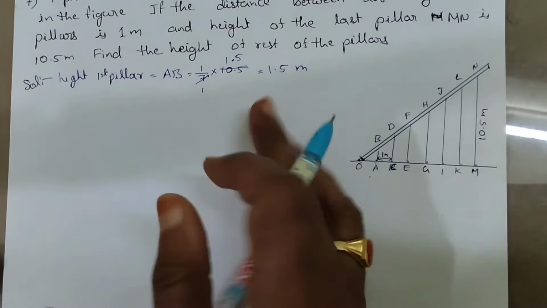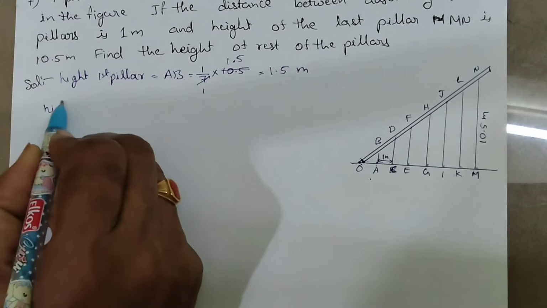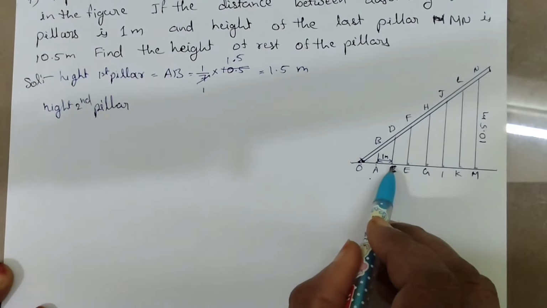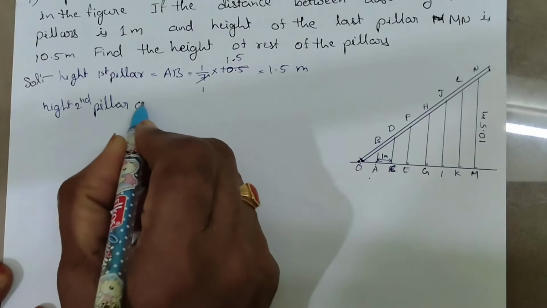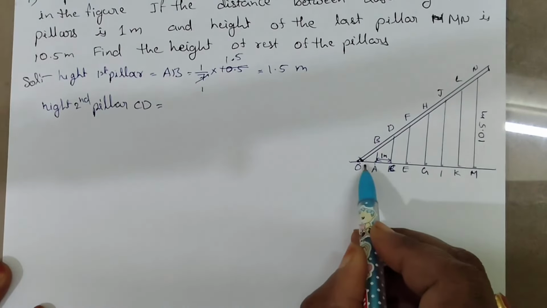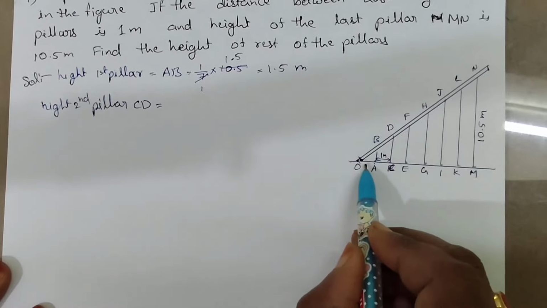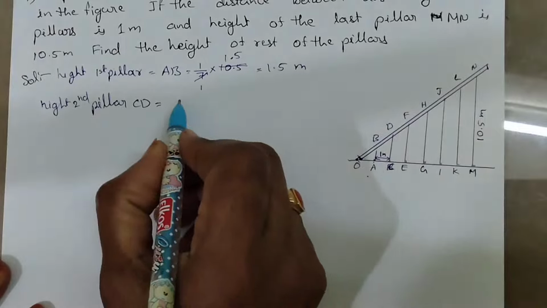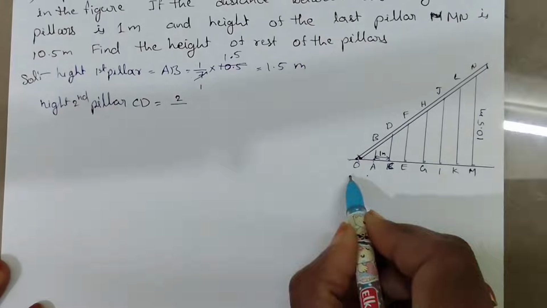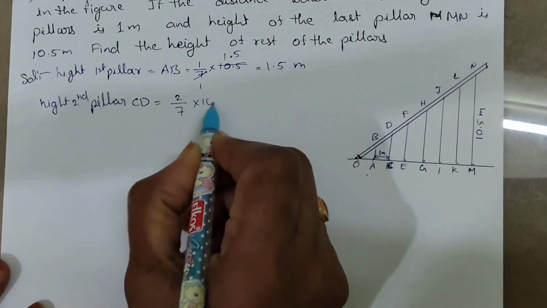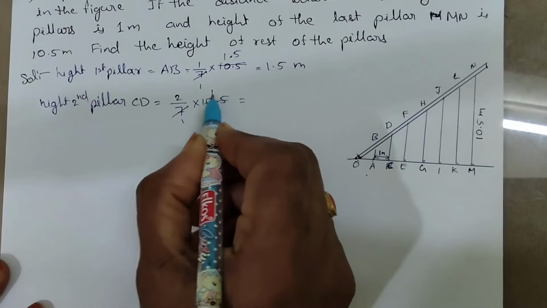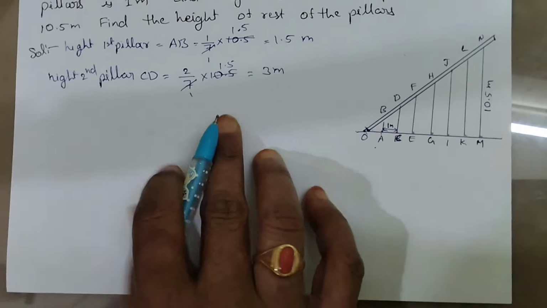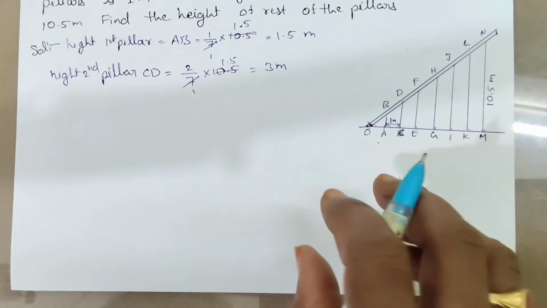Now by the same method we find the next pillar's height. The height of the second pillar is CD. CD is equal to O to C. O to C is 1 meter plus 1 meter, 2 meters. So 2 by 7 into 10.5. Here 1 part is 1.5, so 2 into 1.5 means 3 meters is the second pillar height. By the same method we find the remaining pillars.